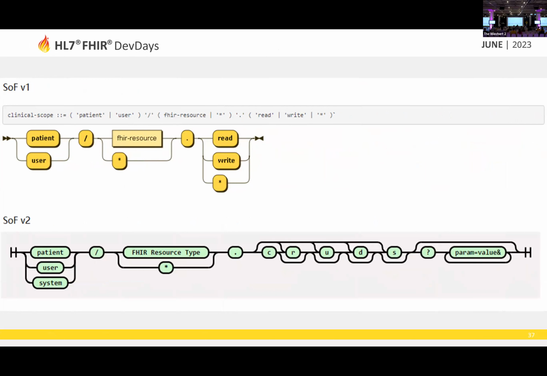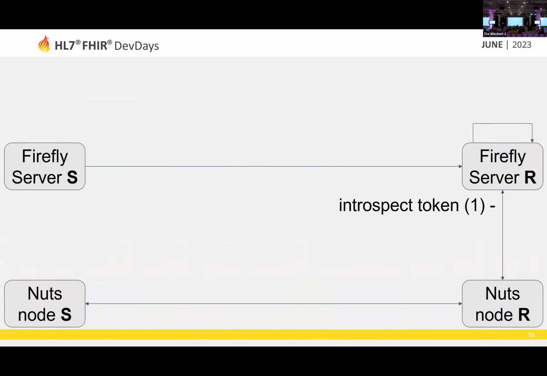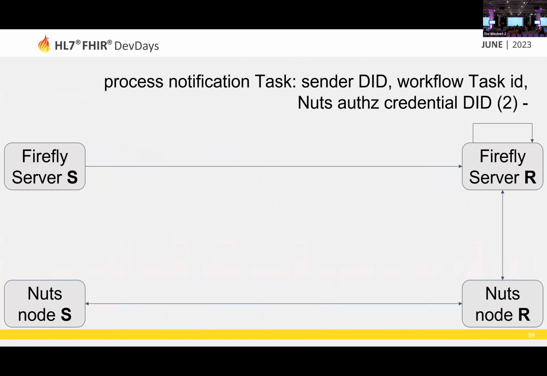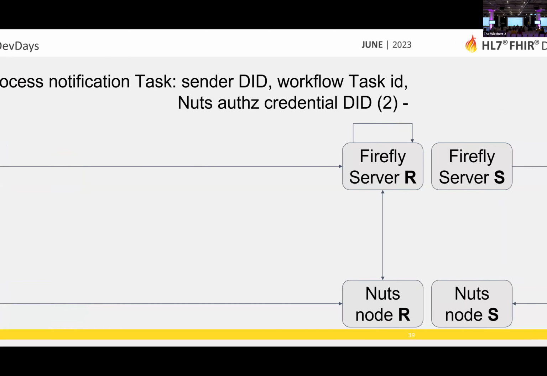And why do you need to update the workflow task? Because if the receiver says, okay, I'm going to process this workflow task, it should inform the sender on that as well. Now I'm going to start talking really quickly. This is the other way. So you just got the notification and now the receiver is going to process that. So it's going to introspect the token to make sure that it's valid. Then in this notification task is a little bit of information. What's the DID of the sender? What's the ID of the workflow task, as we just saw? And there's also the DID of the NUTS authorization credential in there.